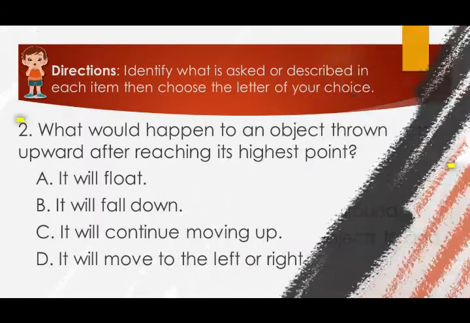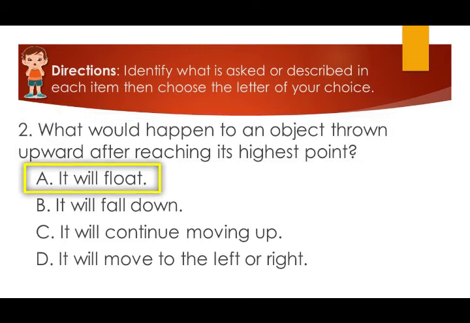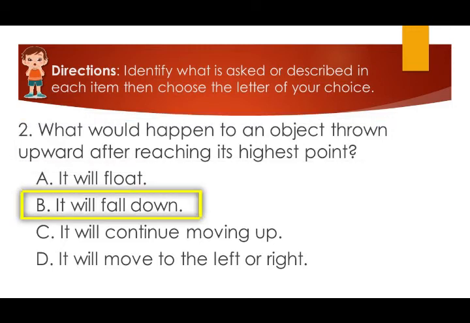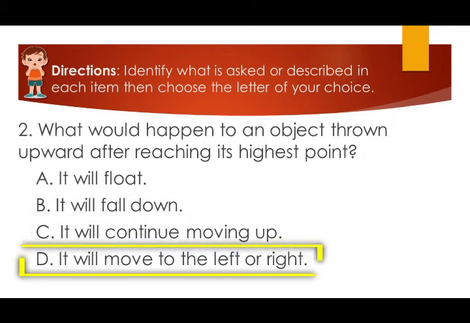Number 2. What would happen to an object thrown upward after reaching its highest point? A. It will float. B. It will fall down. C. It will continue moving up. D. It will move to the left or right.